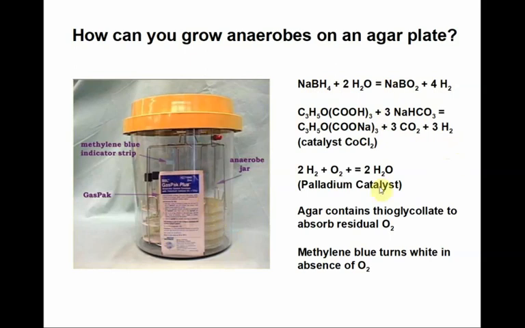And up in the lid here, you'll have a bit of palladium, and the hydrogen gas will react with all the oxygen that's present in the jar and produce water. So you produce hydrogen gas chemically, it will react with the oxygen and remove it from the atmosphere. And you can tell whether it's worked because you'll have a strip of paper with methylene blue in it, and in the absence of oxygen that will turn white. So you can put your bacteria in there and anaerobes will be able to grow.